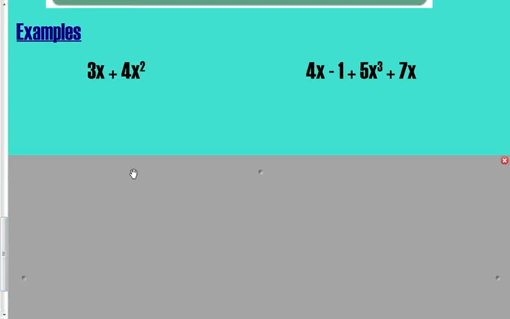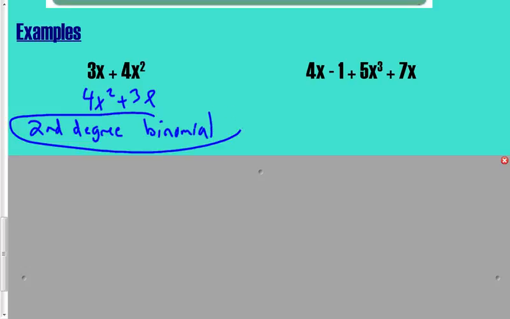This one, I'm going to rearrange it first of all. It's 4x squared plus 3x to put it in standard form. And this is a second degree, which would be a quadratic. And it is a binomial. The reason for that is that there's 2 terms. This one right here, if you rearrange it, this is the largest one.